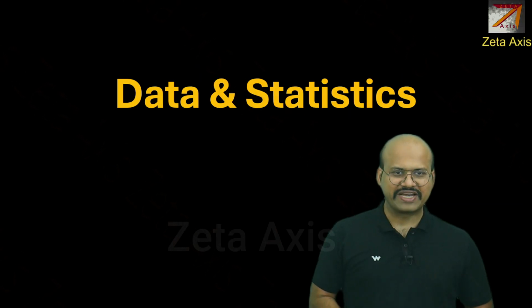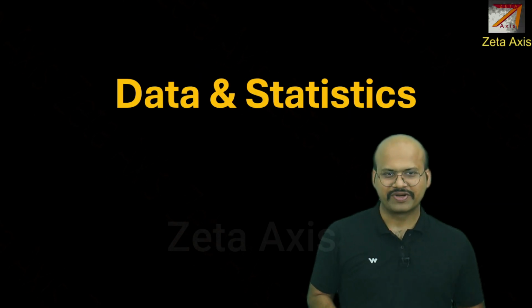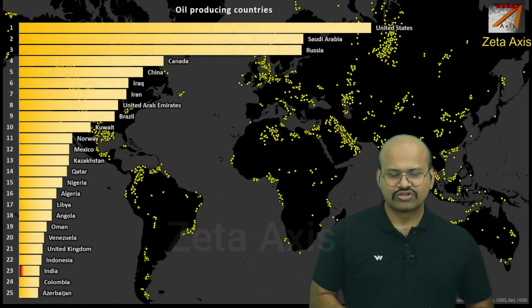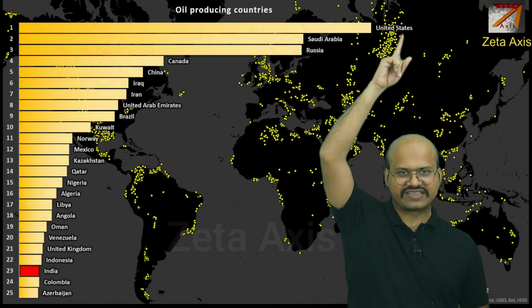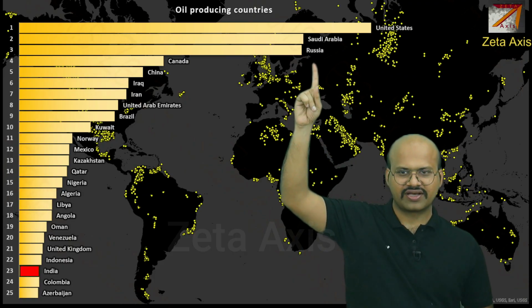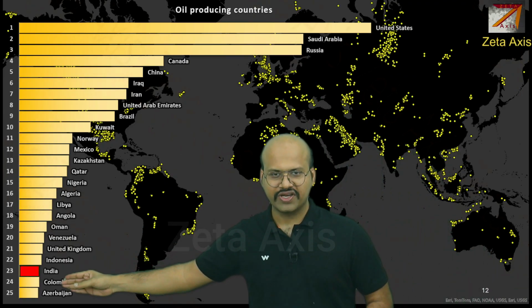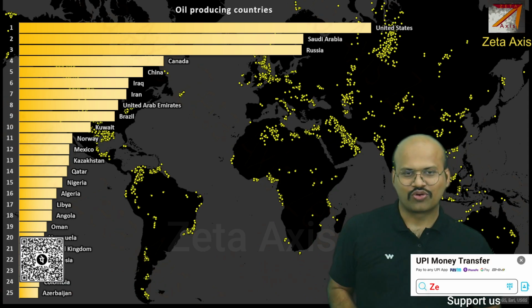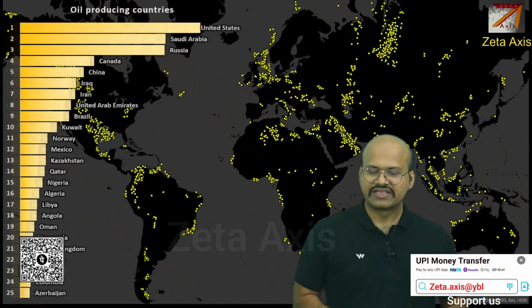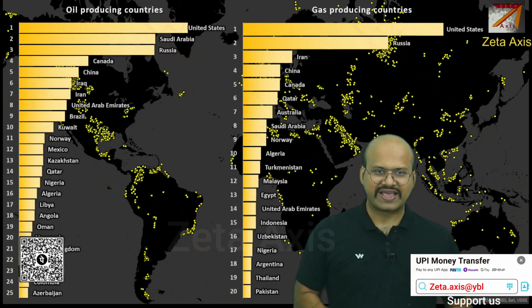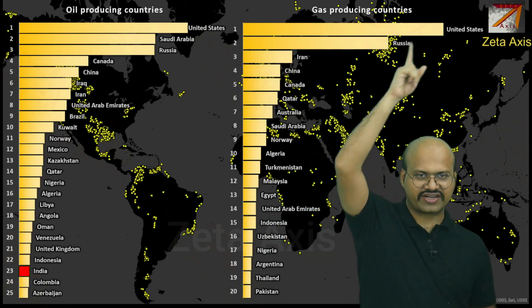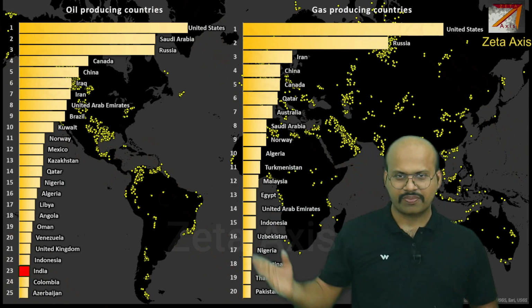Now let's see some data and statistics related to the petroleum and natural gas industry. If you see the global oil producing countries, the United States is at the top, followed by Saudi Arabia and Russia. India is at 23rd. So India is not a major petroleum producing country. Similarly, among global gas producing countries, the United States and Russia are at the top and India is not in the top 20.